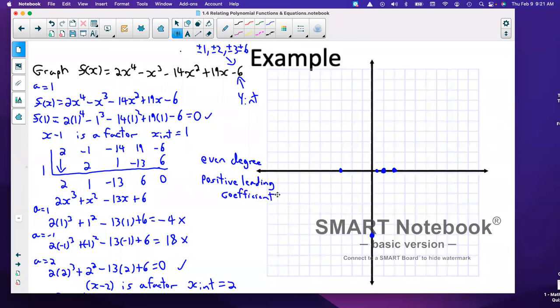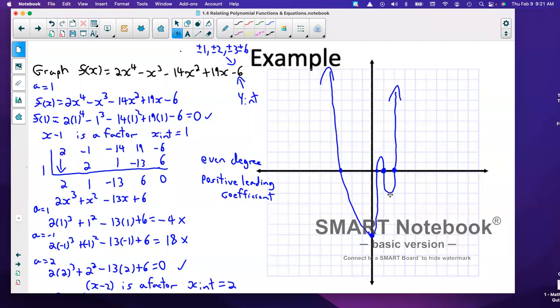Which means it opens upwards. So we'll be coming down from here. Make sure we get through that y-intercept, go back up, go through the next x-intercept, and then back up through the last one. So we have our degree 4, which has 3 places where it changes direction.